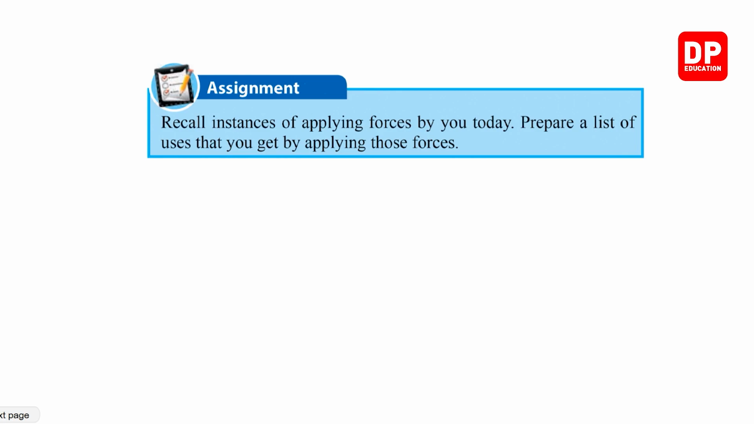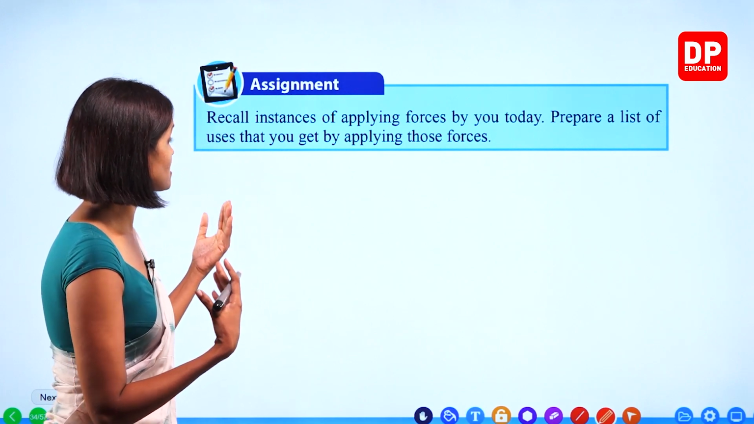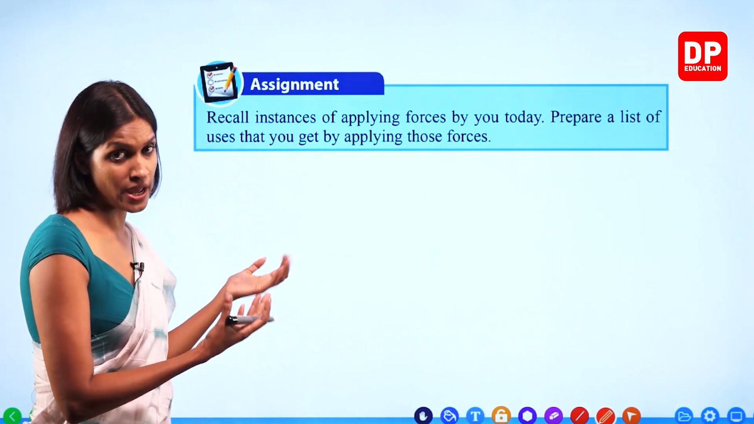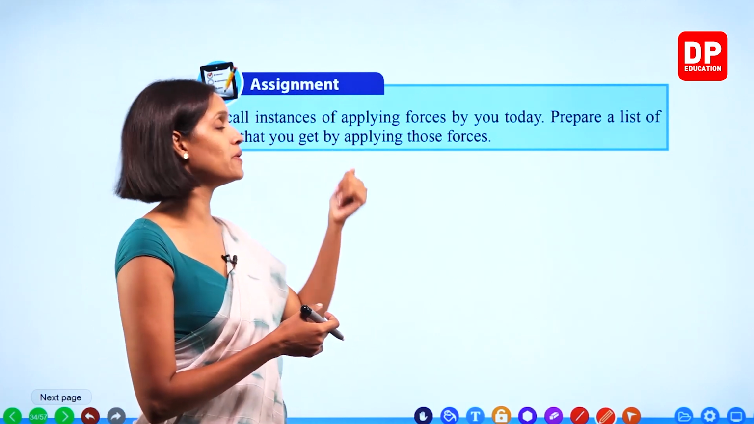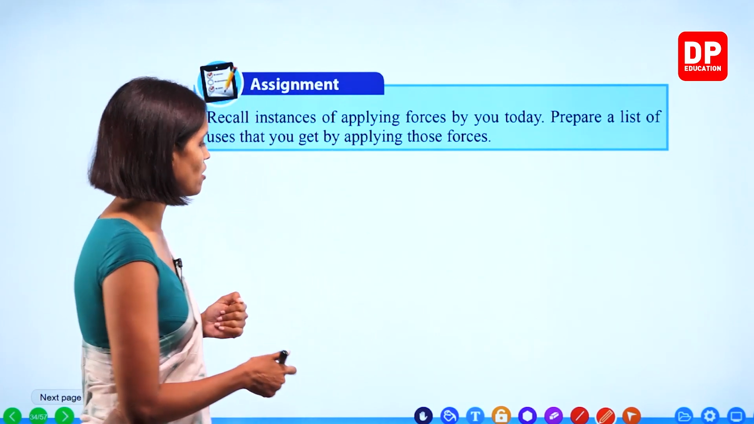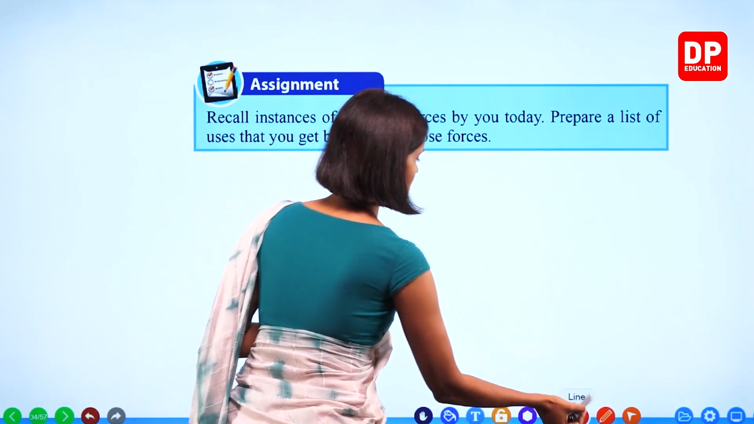We have this assignment to do. This is a very easy assignment. You all can do this, right? Recall instances of applying forces by you today. There are so many instances that you must have used. You must have applied force, okay? So prepare a list of uses that you get by applying those forces. I will show you how to do this activity.